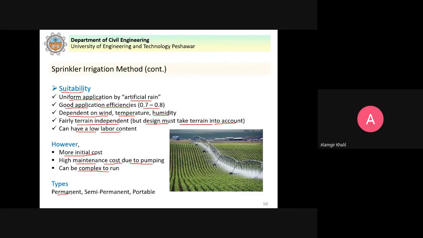The sprinkler system can be permanent, semi-permanent, or portable. Permanent means that the whole system is permanent in one area. Just like in the previous video, you saw that it was fixed and just sprays the coverage area. We can have semi-permanent, where the main pipes are present, but the laterals can be removed. And portable means that the whole assembly can be moved from one place to another and used for water application to the crops.